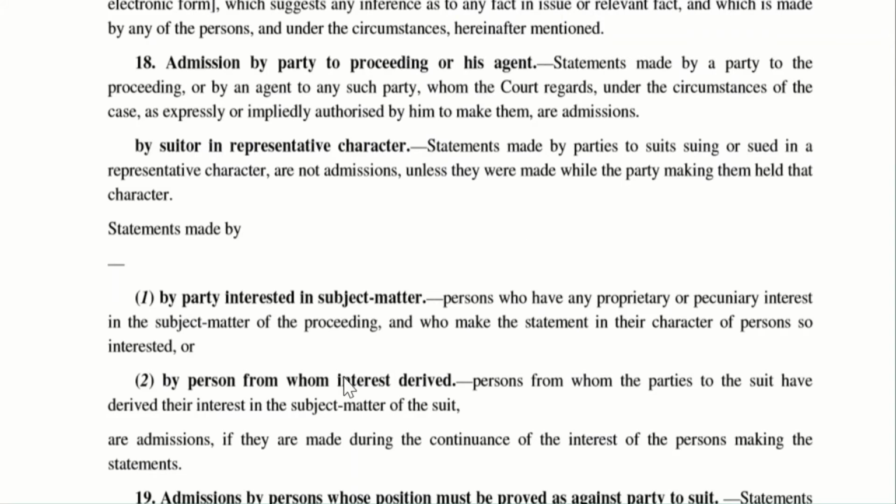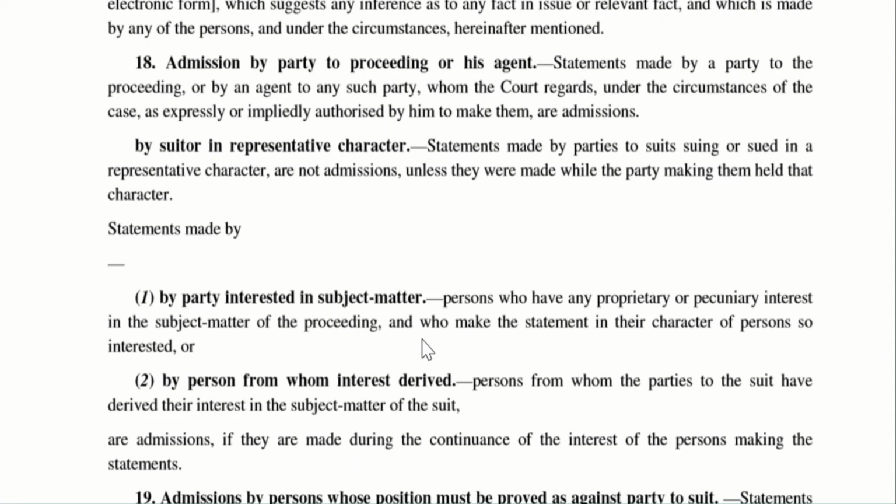Now, the second thing is by a person from whom interest is derived. Imagine there is a company being run by the father. This father is giving the right to his son. In that case, the statement made by the father over the company is said to be an admission, provided that during the period he makes the statement, there was a continuance of the interest he was holding. So, this is very important.